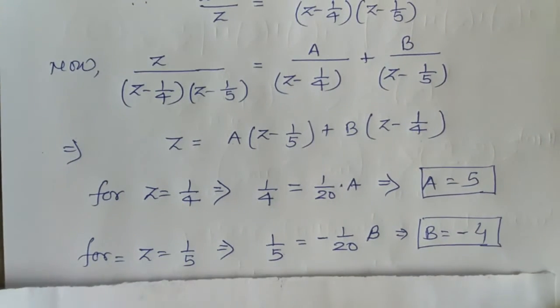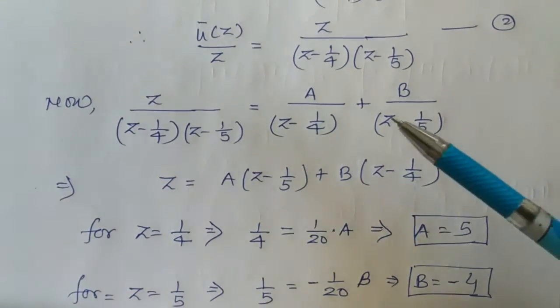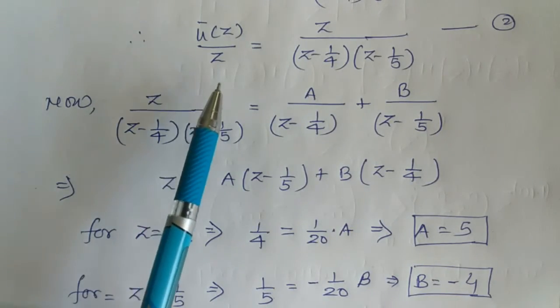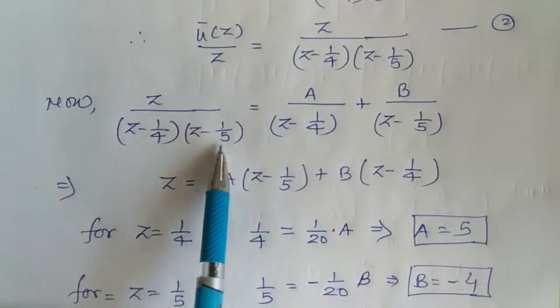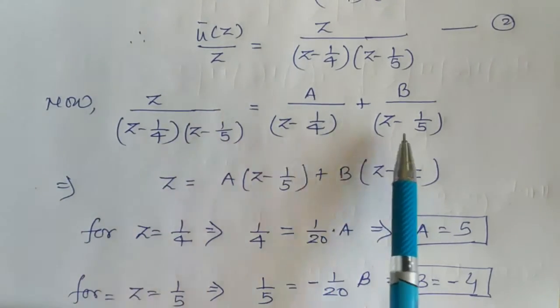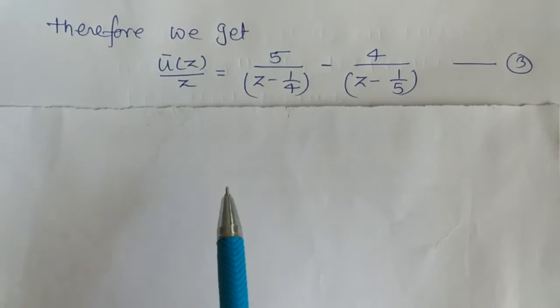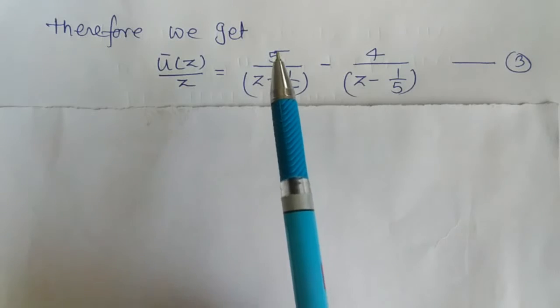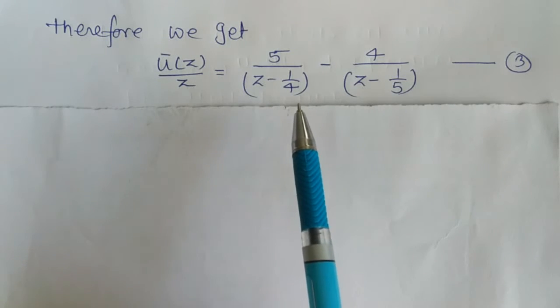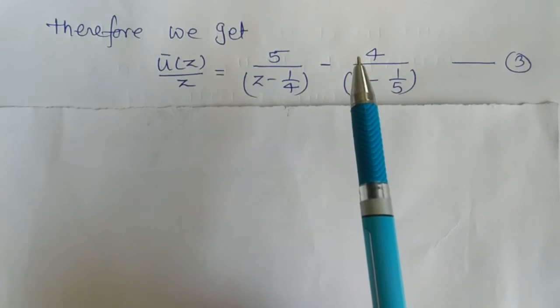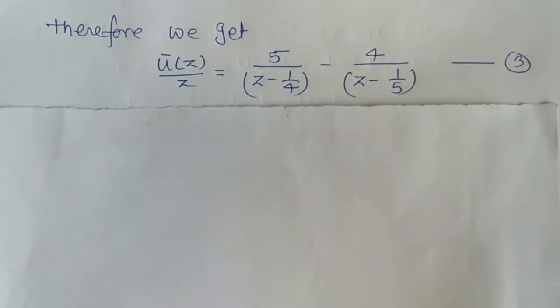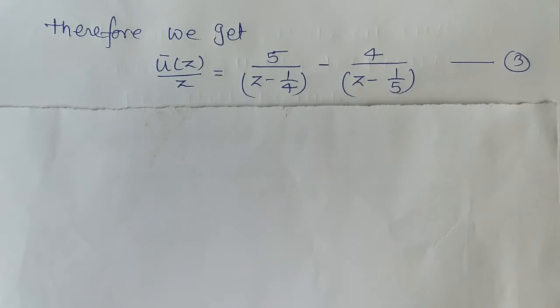So putting the values of A and B here, we get U bar z upon z equal to this expression, whose partial fraction is given by this relation where A is 5 and B is minus 4. We get U bar z upon z equal to 5 by (z minus 1 by 4) plus, B being negative 4, minus 4 upon (z minus 1 by 5). So this completes the partial fraction of U bar z upon z.